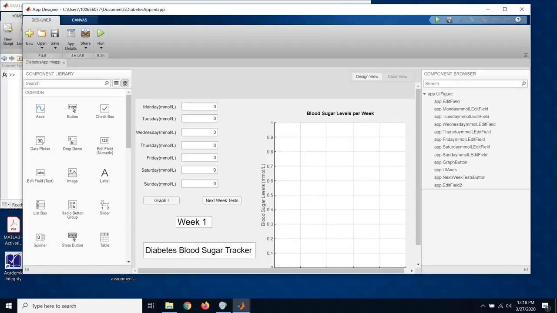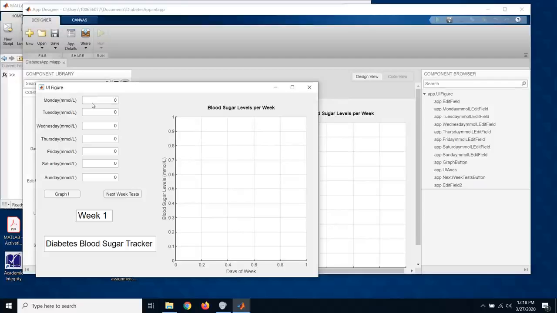So what our application does is allow the user to track their blood sugars day by day for 2 weeks at a time, and it plots the graph per week to see how well you're doing. It gives a visual representation. It also plots out the average of the 2 weeks to see how well you're doing between week 1 and week 2. So a little preview of our project, if I click run here.